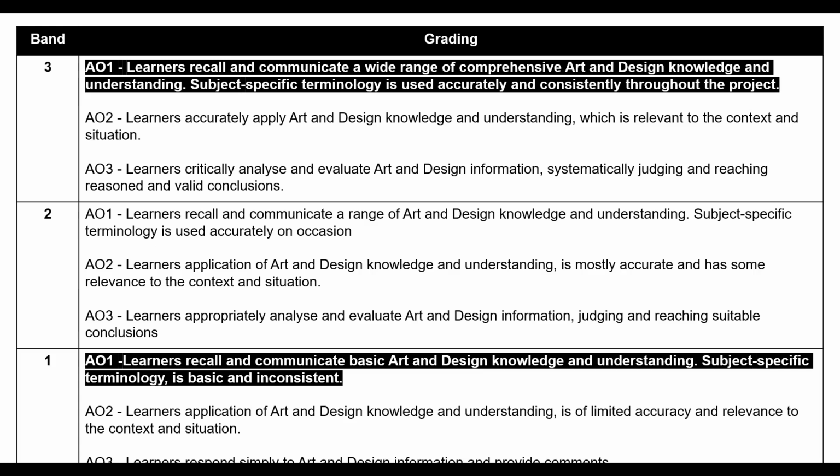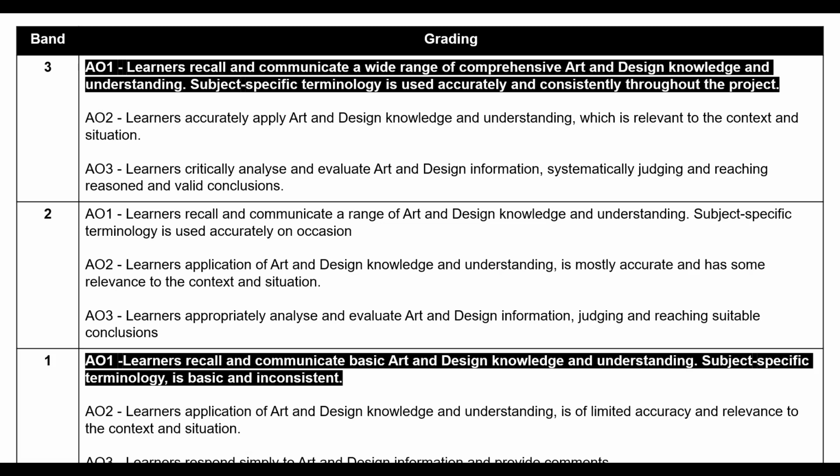On this slide is a generic example, and if this was a 9-mark question, then Level 1 or Band 1 would be worth 1 to 3 marks. Level 2 or Band 2 would be 4 to 6 marks, and Level 3 or Band 3 would be 7 to 9 marks. In Band 1, for Assessment Objective 1, learners must recall and communicate basic art and design knowledge and understanding, and subject-specific terminology would be basic and inconsistent. Whereas in Band 3, for Assessment Objective 1, learners must recall and communicate a wide range of comprehensive art and design knowledge and understanding. And subject-specific terminology is used accurately and consistently throughout. The same principle is applied for each assessment objective and the banding that can be given to determine the marks awarded.